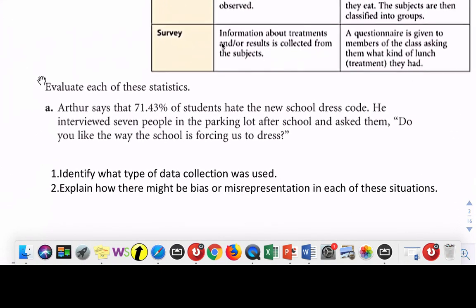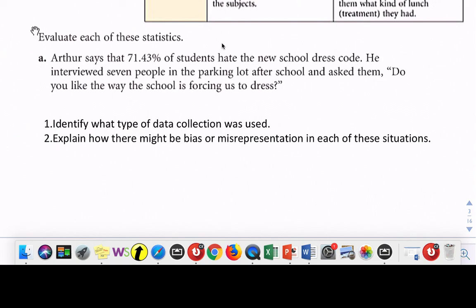Here are some examples. Arthur says that 71.43% of students hate the new school dress code. He interviewed 7 people in the parking lot after school and asked them, do you like the way the school's forcing us to dress? Number 1, identify the type of data collection used. That would be a survey because you are asking people the question. Number 2, explain how there might be bias or misrepresentation. Well, the wording: do you like the way the school's forcing us to dress? Also, the number of people. There's only 7 people. If you interview only 7 people, it's not going to be a great survey, great data collection method. So there's some bias or misrepresentation.